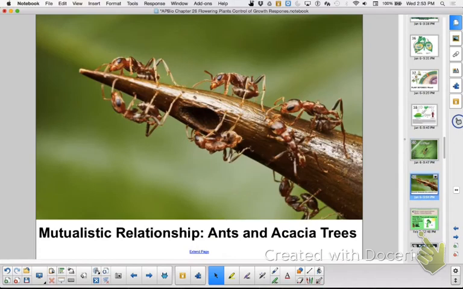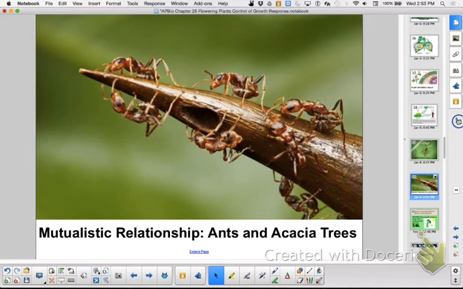Here's an acacia tree with ants. And this is a good example of a what kind of relationship? Symbiotic. Symbiotic, specifically. Mutualistic. Also an example of co-evolution. Because they're both better off by pushing each other to have these adaptations, right?